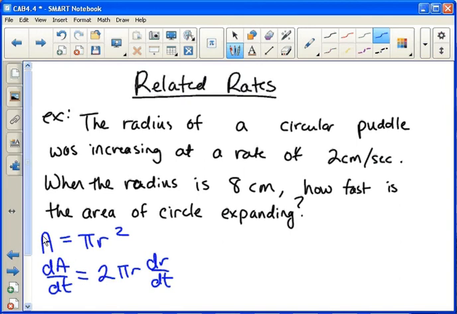So now we look at what they give us. They tell us that the radius is increasing at a rate. So here are the key words: radius, rate, 2 centimeters per second. Since it's the rate for the radius, I know it should go in for dr dt, because that's what dr dt represents. It's how quickly the radius is changing, just like dA dt represents how quickly the area is changing. So dr dt is 2.